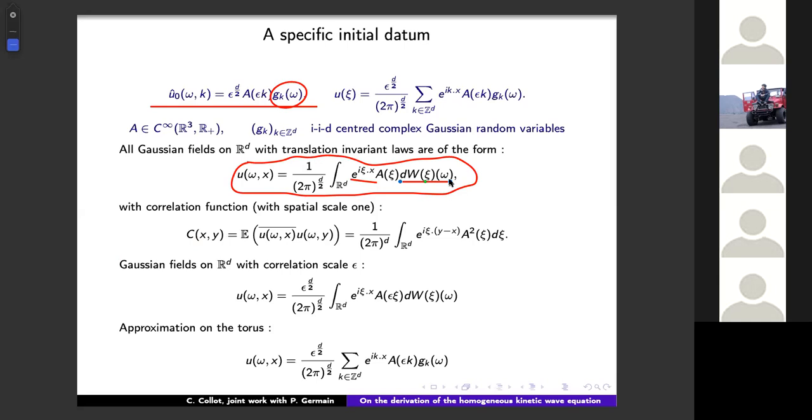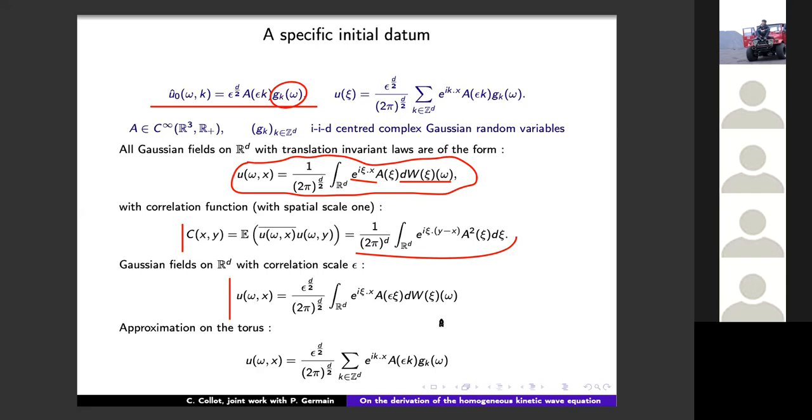If I take this function on the whole space, I can compute the key number for this Gaussian field, which is the correlation function. And you see that the correlation function is just my A. So if I take this formula, this gives me a Gaussian field for which, as soon as two points are at a distance greater than 1, they start to decorrelate. So the information is almost independent. If I want a Gaussian field for which the correlation information lives at a small spatial scale epsilon, I just rescale this formula, and I obtain that.